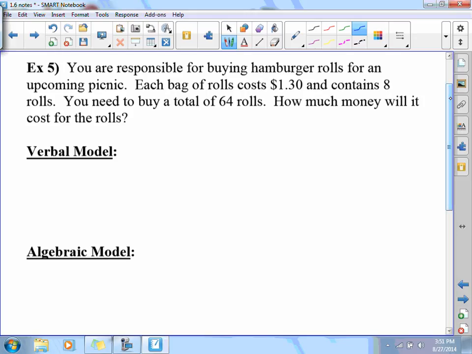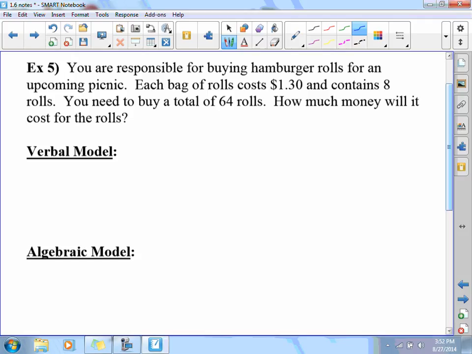So for example 5, you are responsible for buying hamburger rolls for an upcoming picnic. Okay, so visualize that. You're having a picnic at your house. Your mom says, hey, I need you to go to the store and get hamburger buns. Okay, so each bag of rolls costs $1.30. That's pretty good. That's pretty cheap for the hamburger rolls. So you are a smart shopper. And each bag contains 8 rolls. You need to buy a total of 64 rolls. How much money is it going to cost you?